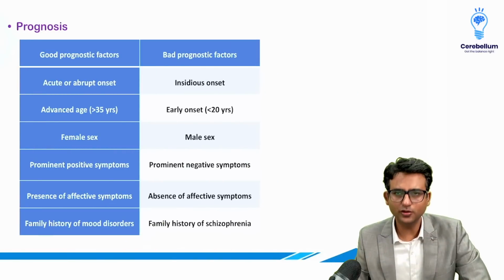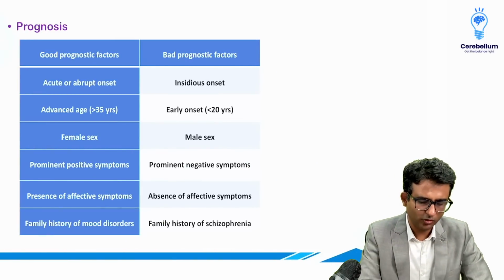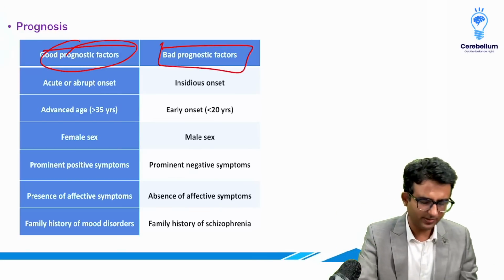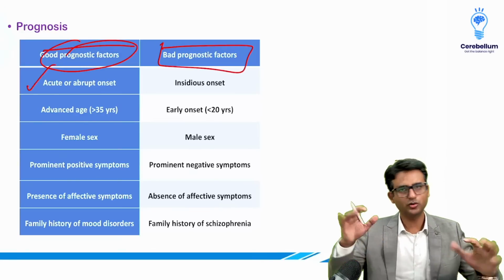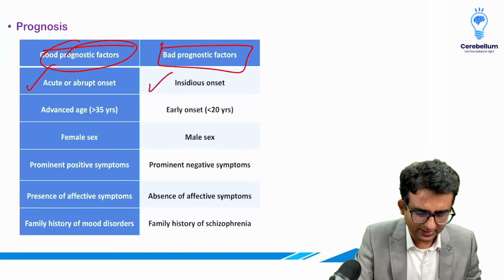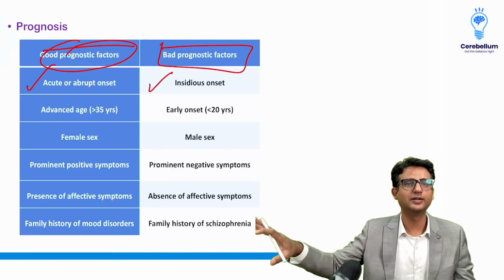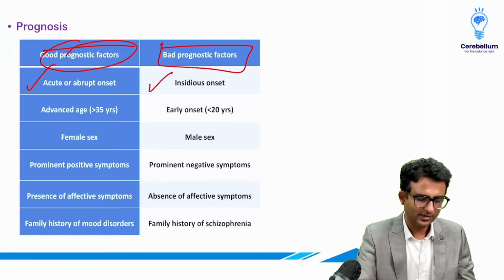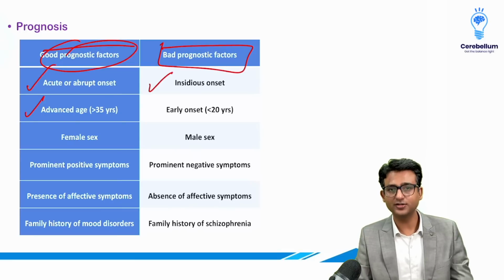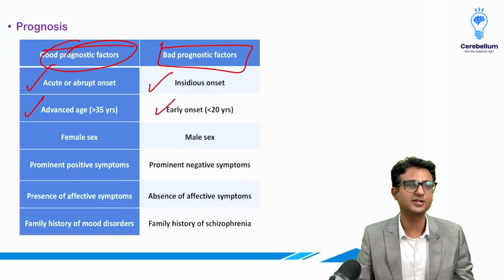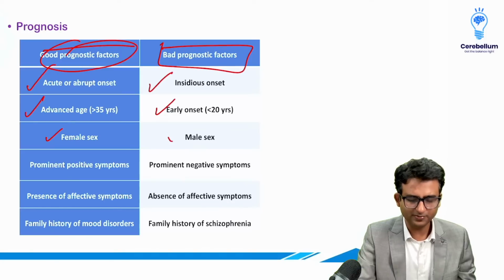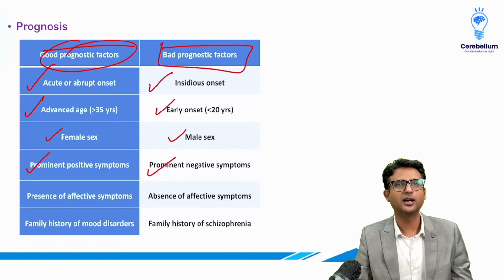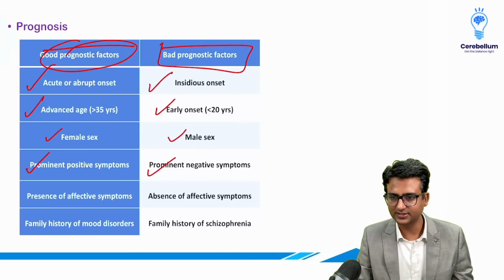Alright. Prognosis in schizophrenia, important topic. Good factors, bad factors. If the onset is acute, if the symptoms started suddenly, they would also go away. If symptoms came very slowly, they would not even go away. Good prognosis, acute onset. Bad prognosis, insidious onset. Late age onset is better prognosis. Early onset is bad prognosis. Females, better prognosis. Males, bad prognosis. Too many positive symptoms, good prognosis. A lot of negative symptoms, bad prognosis.